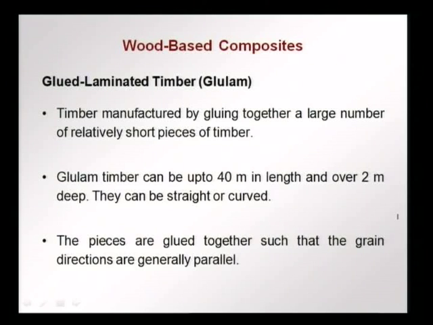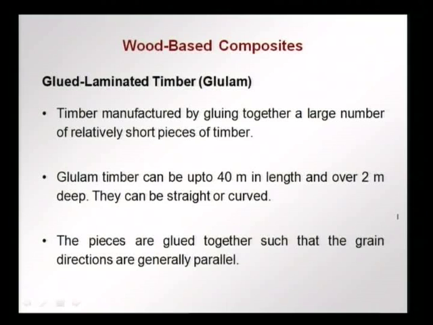I had mentioned that there are processed timber products or composites made out of wood. One such composite is called glue lam, for glued laminated timber. This is not very common in India, but countries like the United States use them a lot. Here the timber is manufactured by gluing together a large number of relatively short pieces of timber. So short pieces of timber are cut and glued together, and by gluing such pieces, glue lam timber can be obtained up to say 40 meters in length and over 2 meters deep, and these can be curved or straight.